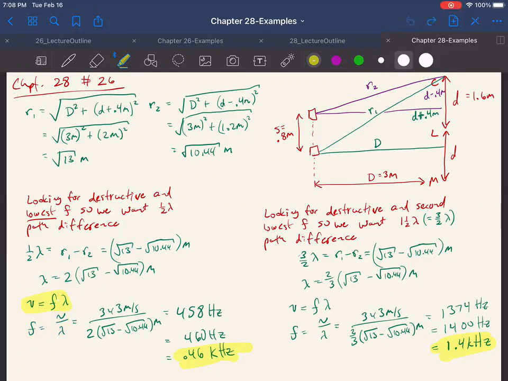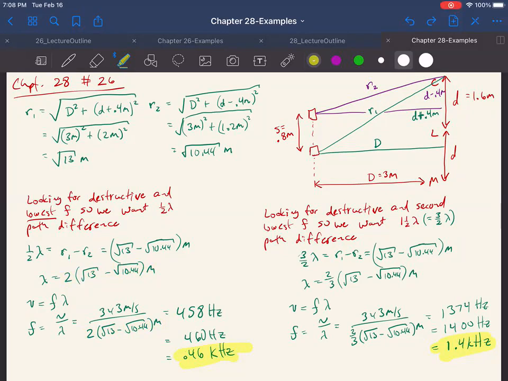And then it's just a matter of plugging that in. I know it's sound, so I went 343 meters per second for that. And then lambda was 2 times this. That was what the wavelength was. So I just plugged that in there in the bottom. And then it was just a matter of plugging those things into a calculator. 343 divided by 2 times the difference of those two square roots.